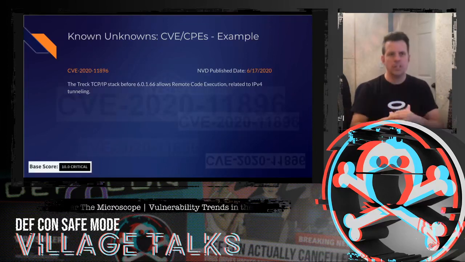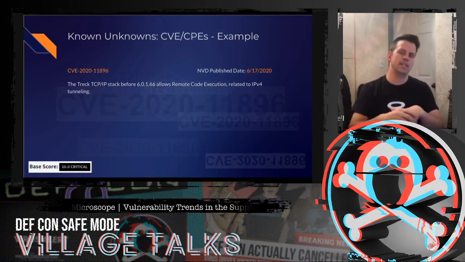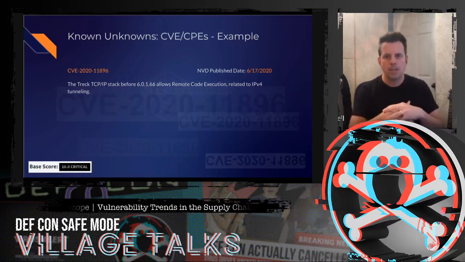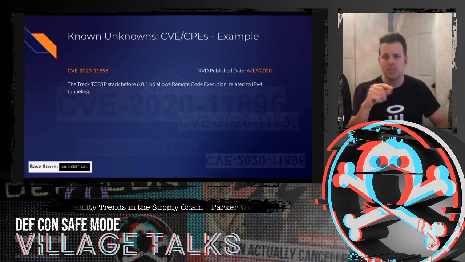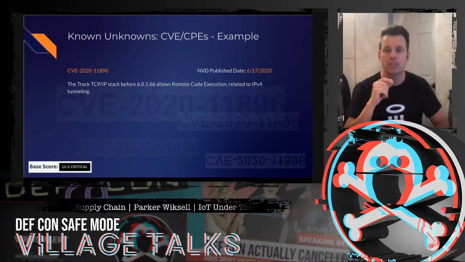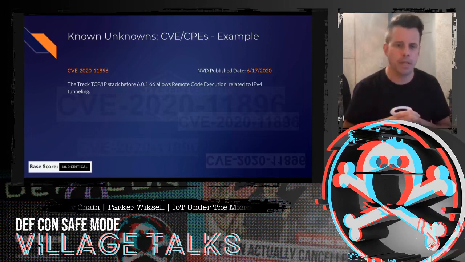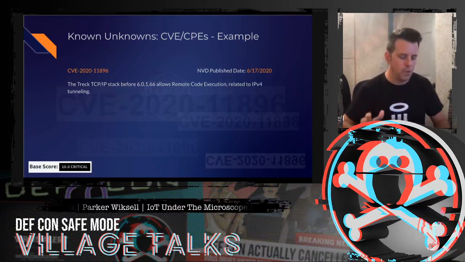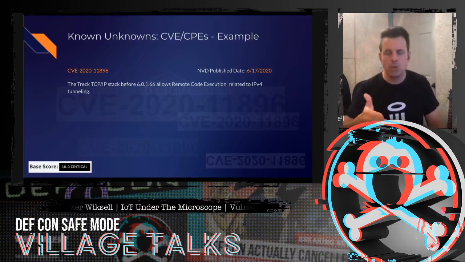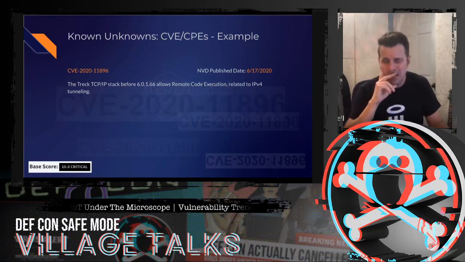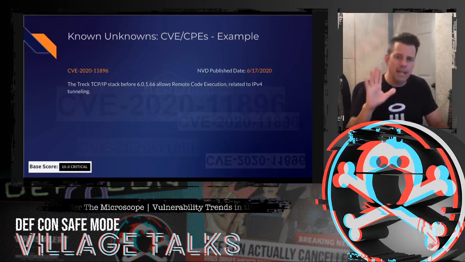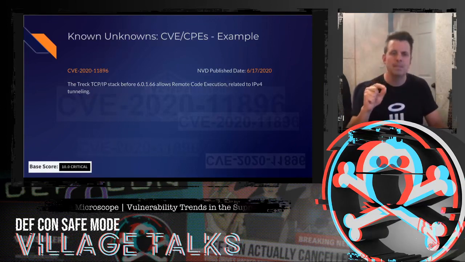All right. So let's just take one of the CVEs as an example that they reported. This was published two months ago, June 17th, 2020. The description of it: the Treck TCP/IP stack before this version allows remote code execution related to IPv4 tunneling. Okay. So this is a vulnerability. They said it's bad. There's a base score of 10, critical, because of the remote code execution and how easy it is to theoretically get access to this TCP/IP stack.